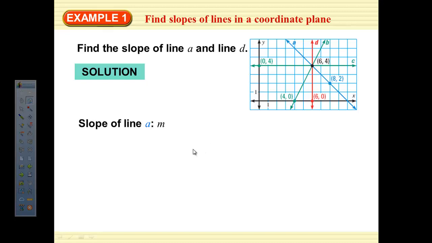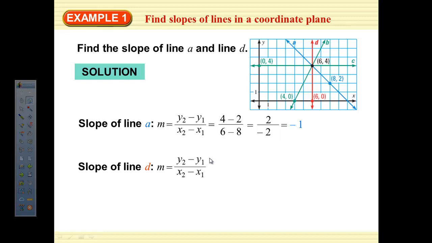And again, for the slope of A, they did 4 minus 2 and 6 minus 8. We still get the same answer, we get negative 1. And for the second one, using the slope formula, 4 minus 0 and 6 minus 6, we get 4 over 0, which is undefined. Okay?